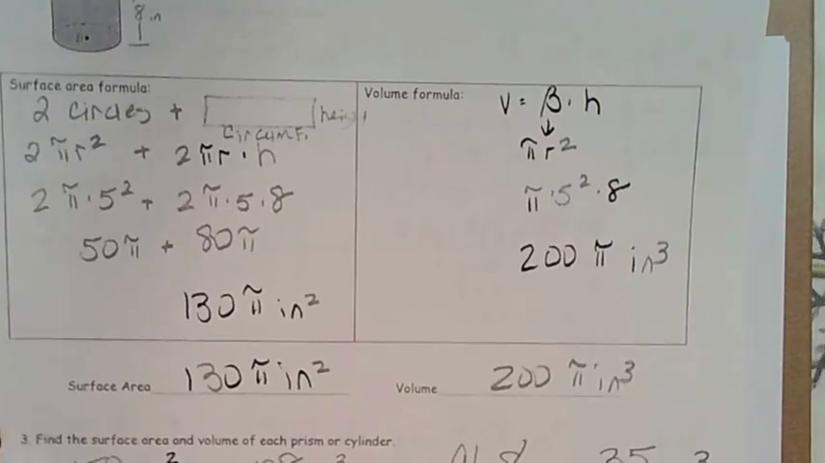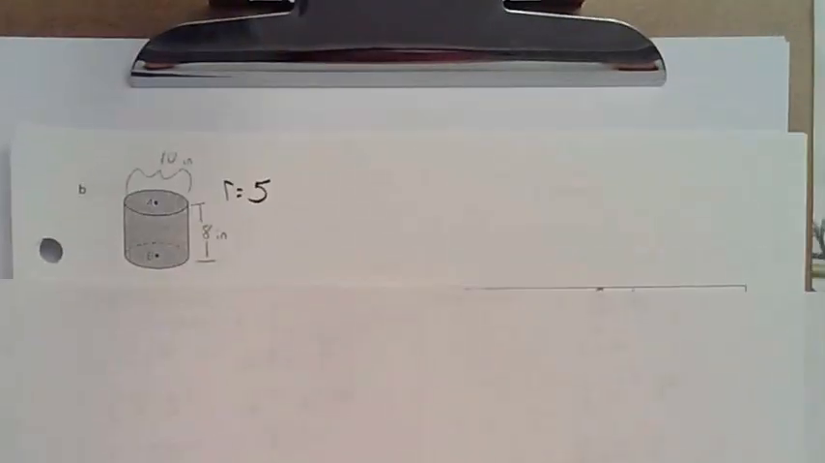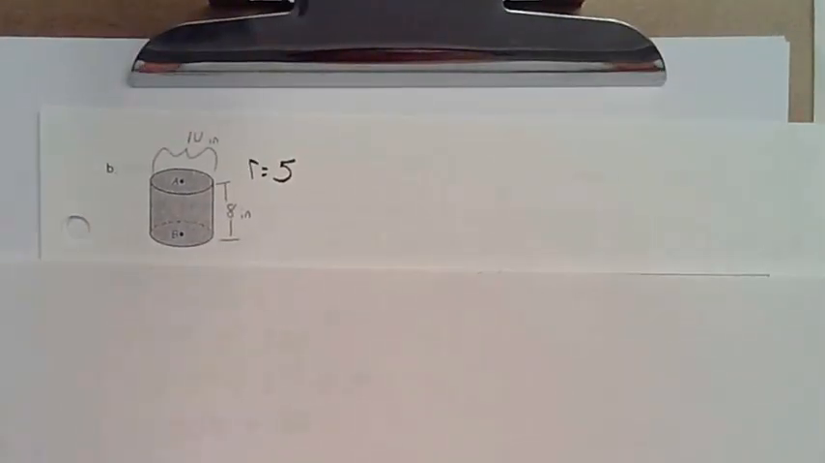Let's flip this guy over. Okay, so we have another example here. This guy is the cylinder. I don't think you have any numbers.